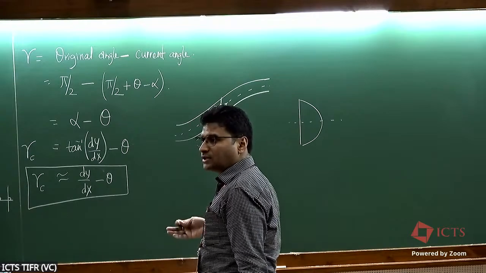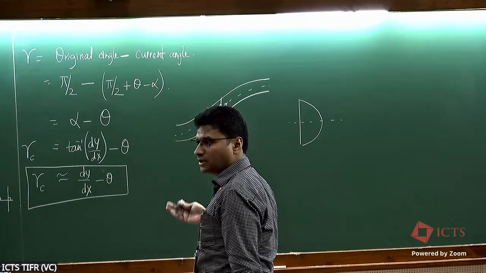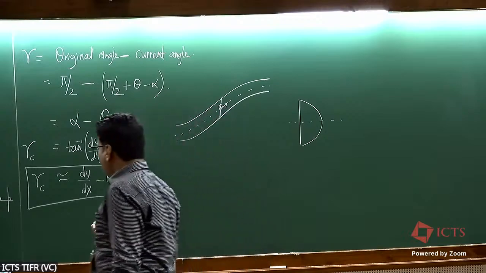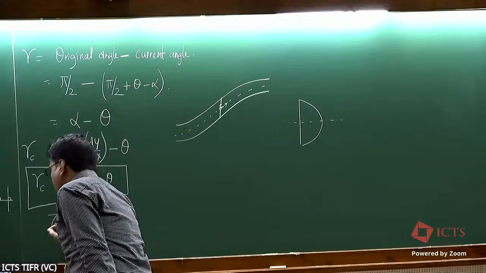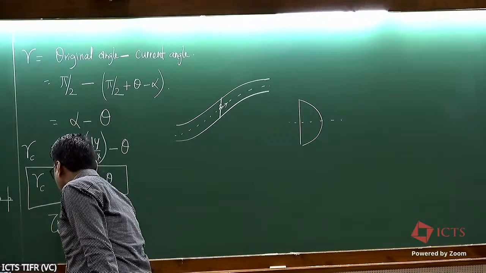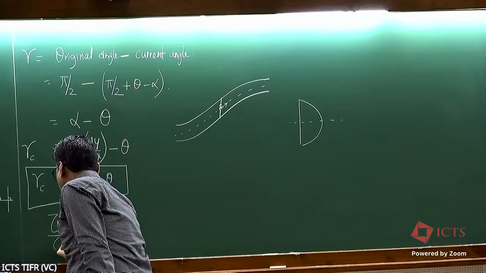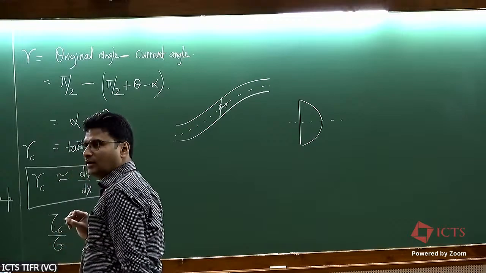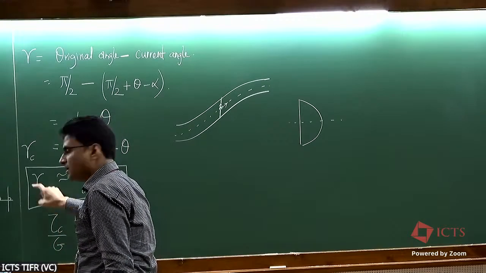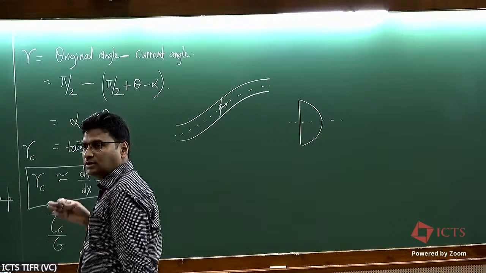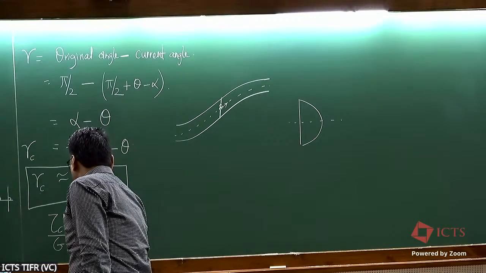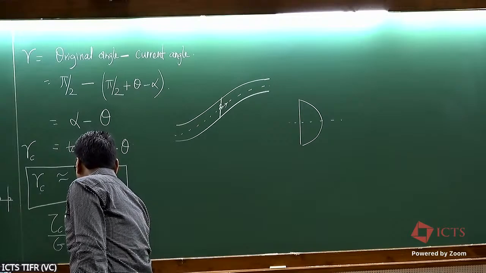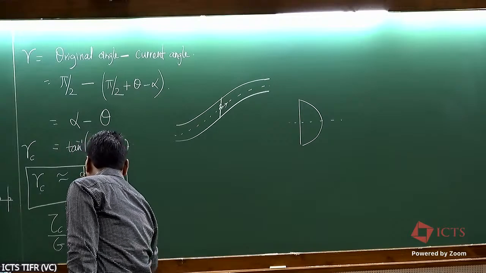But the shear strain is also proportional to shear stress, right? So this implies tau, shear stress at C over G, which will give you shear strain, right? Shear stress is G times shear strain. Tau over G is equal to dy by dx minus theta.